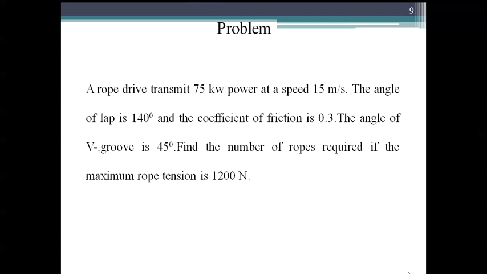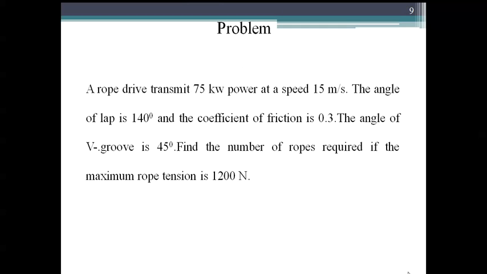Next problem: a rope drive transmits 75 kilowatt power at a speed of 15 meters per second. The angle of lap is 140 degrees and the coefficient of friction is 0.3. The angle of V groove is 45 degrees. Find the number of ropes required if the maximum rope tension is 1200 newtons.